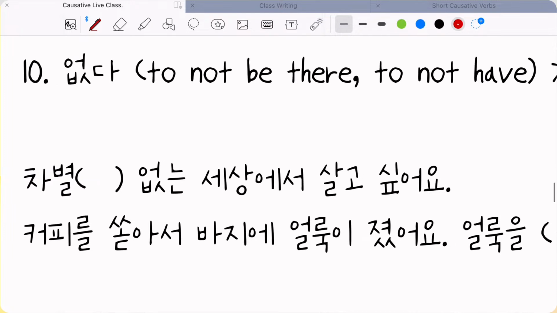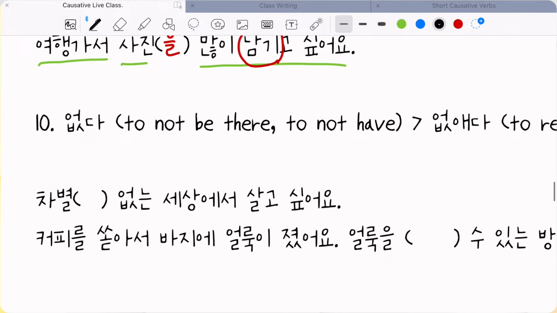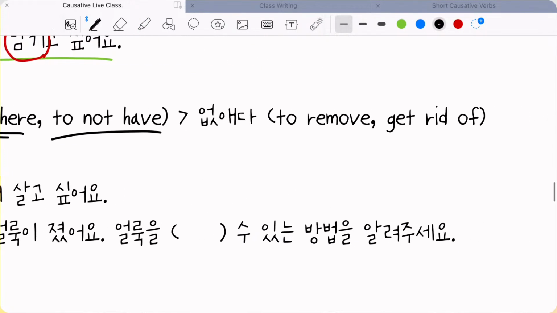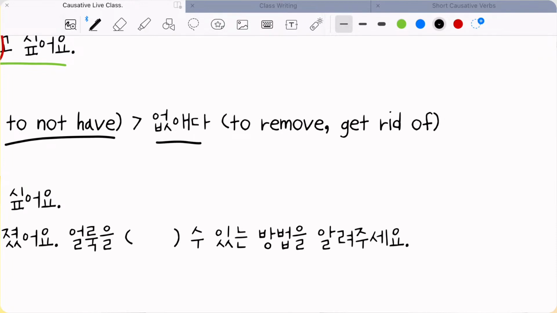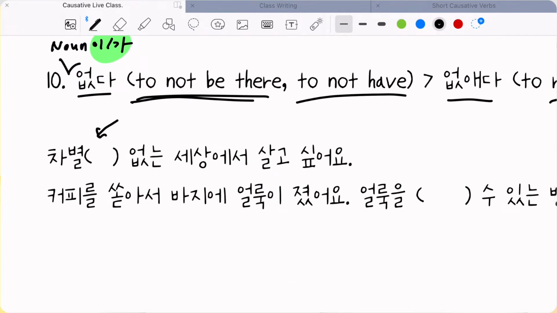그 다음에 let's move on to the next one. 없다 versus 없애다. So 없다, we all know what 없다 is, right? It's always used with the 이/가 particle to mean there is no noun, or you don't have the noun. And 없애다 would be to make it not there. So it means to remove something or to get rid of something. So which particle would you put in this blank?